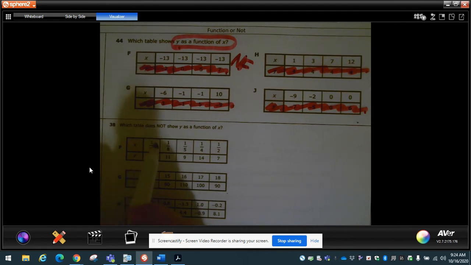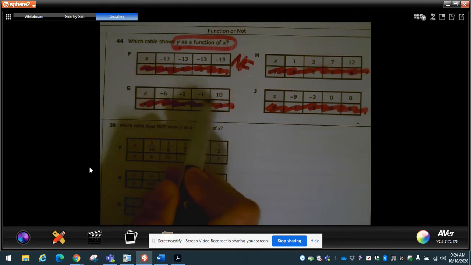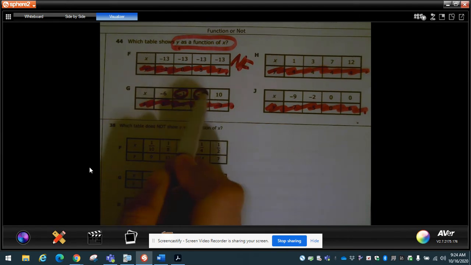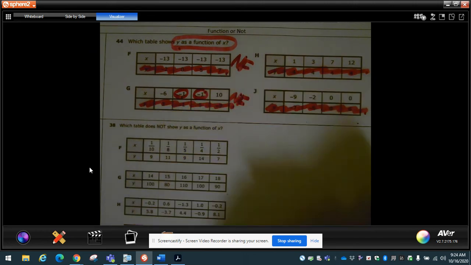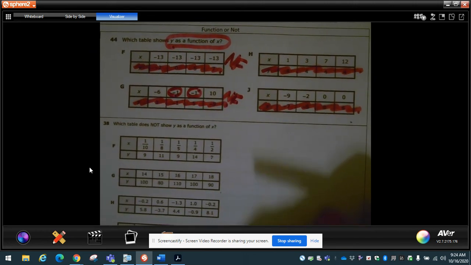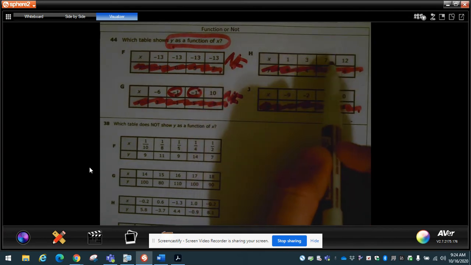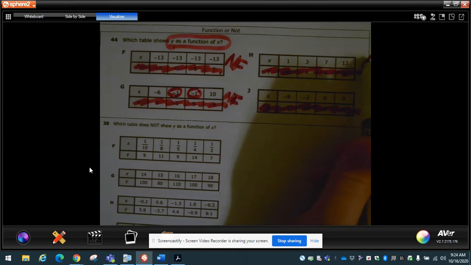Now let's go to G. Here we have negative 6, negative 1, and 10. Well, here we see that negative 1 repeats. So I'm going to put NF next to this one too, because that is not a function. Now let's go to H. Here we see that x is 1, 3, 7, and 12. Well, that's good because none of the x's repeat. So then that is a function. I'm going to put F next to it.